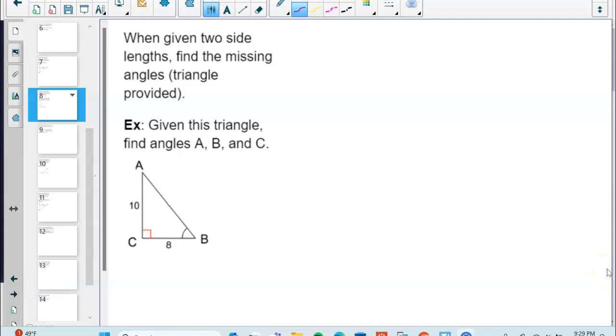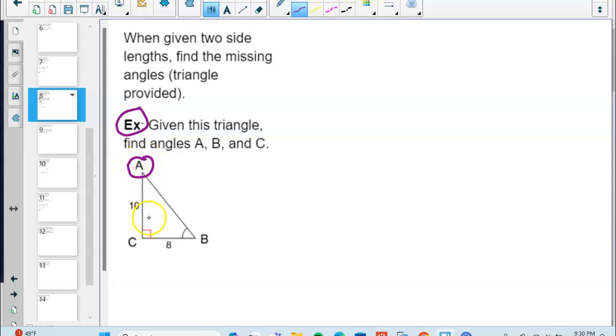All right, we're going to do the intermediate question in the solve for an angle part of your roadmap. So find this example in your roadmap. Given this triangle, find angles A, B, and C. I think I'm going to start with, really doesn't matter which one I start with. Maybe I'll start with angle A.